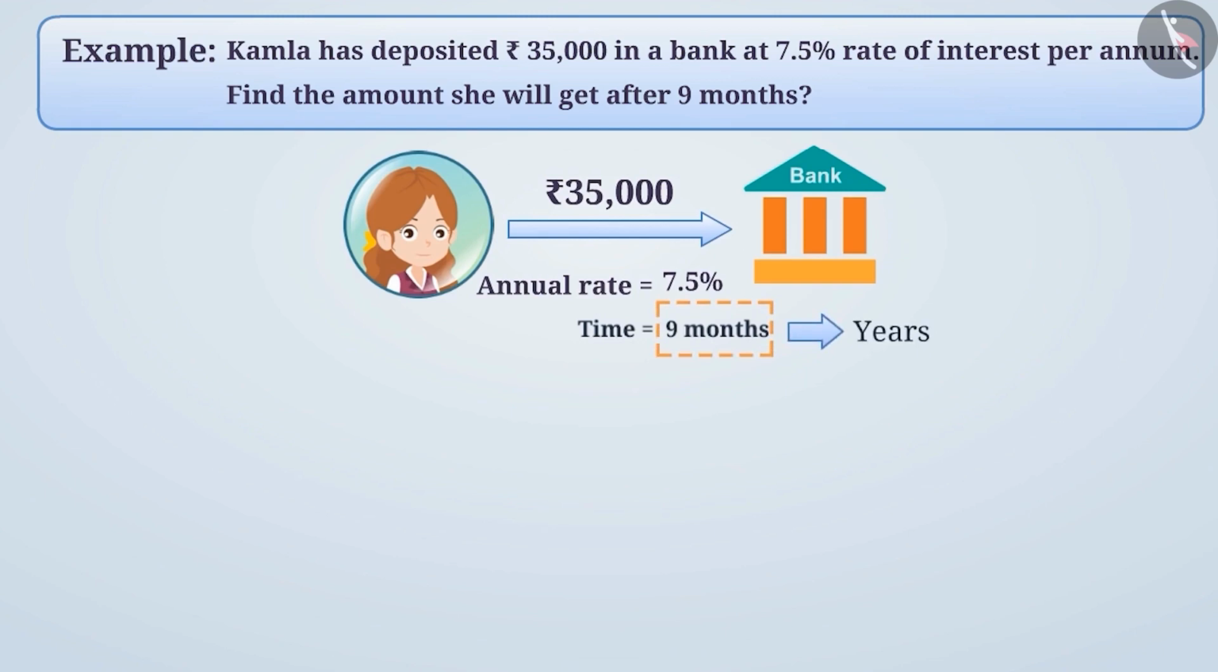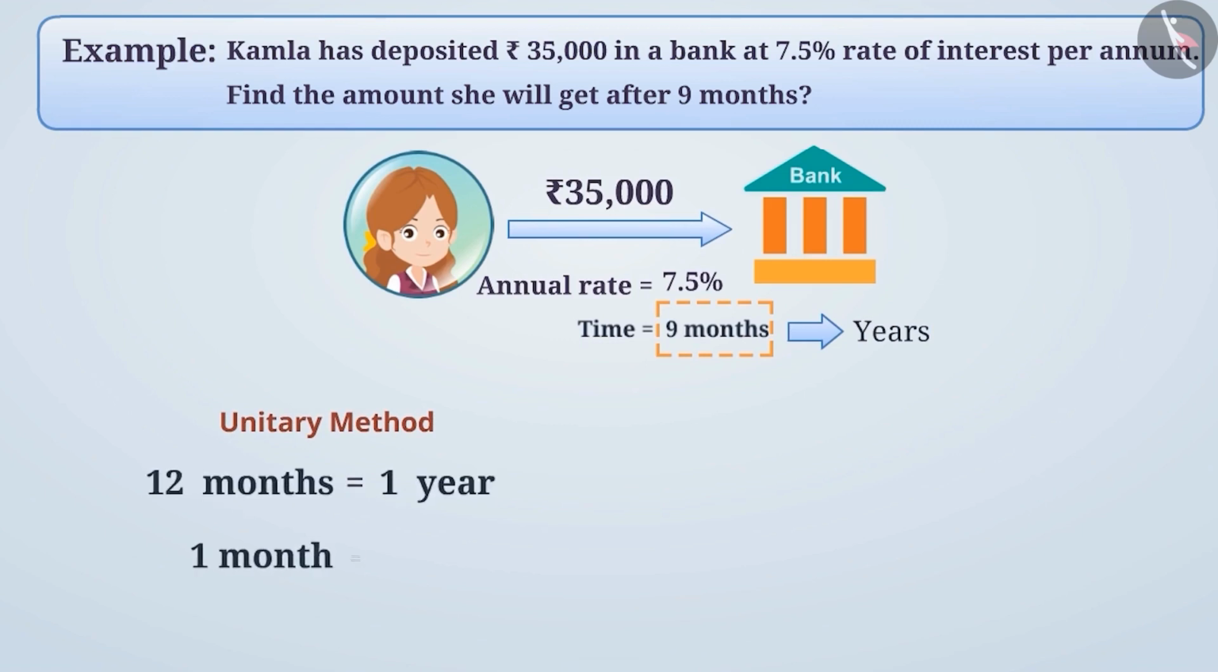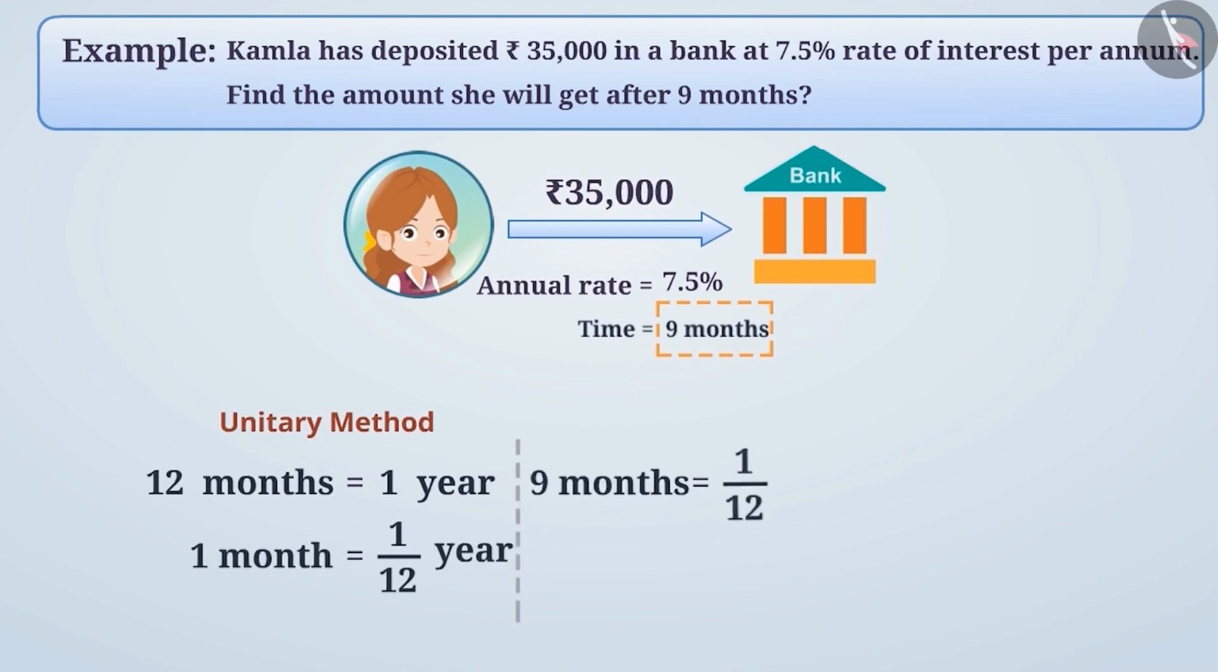Can you tell how to convert this? Think for a while. Here, we use unitary method. As we know, 12 months is equal to 1 year. Therefore, 1 month is equal to 1 by 12 year. Now, we can say that 9 months is equal to 1 by 12 into 9. That is 9 by 12. In its simplest form, it can be written as 3 by 4 years.